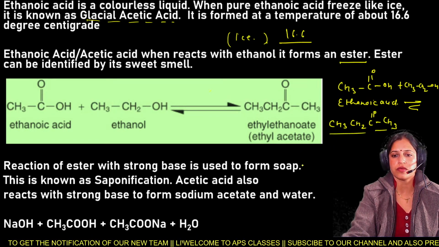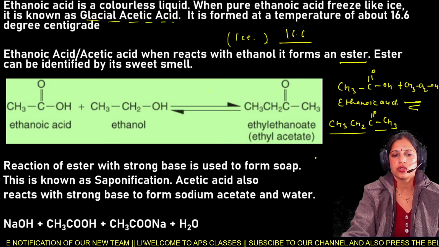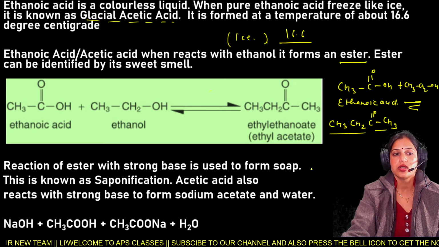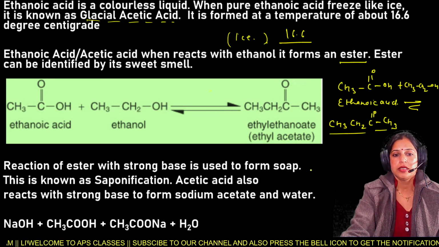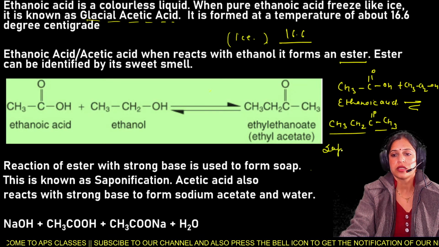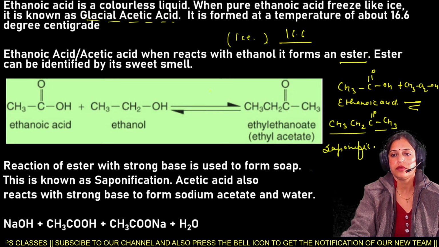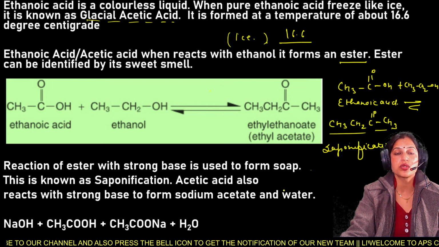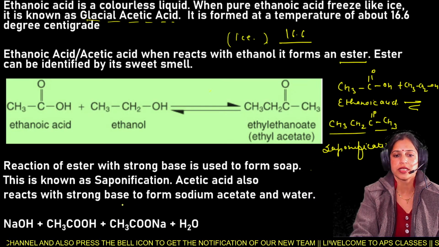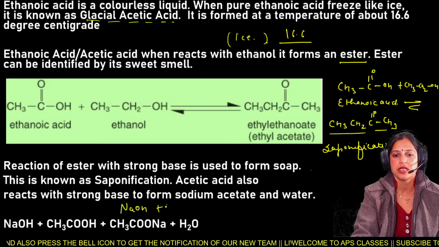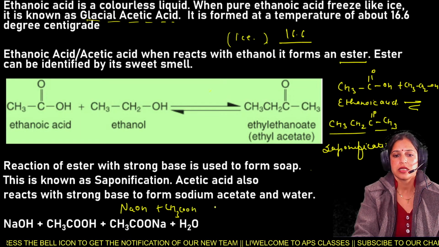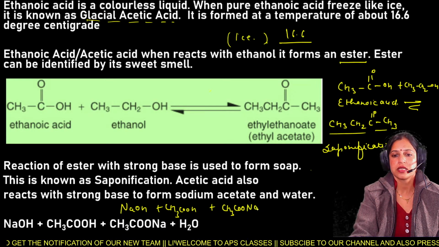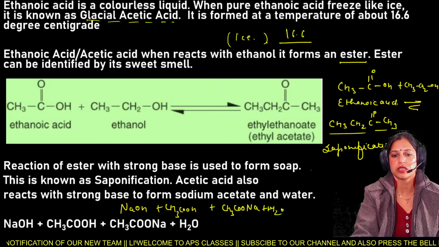The reaction of an ester with strong bases to form soap is known as saponification. जब भी कोई रिएक्शन होती है एस्टर और स्ट्रॉन्ग बेसिस के बीच में, आफ्टर दैट इट फॉर्म्स द सोप. Acetic acid also reacts with strong bases to form sodium acetate and water. For example, sodium hydroxide plus acetic acid gives sodium acetate plus water.